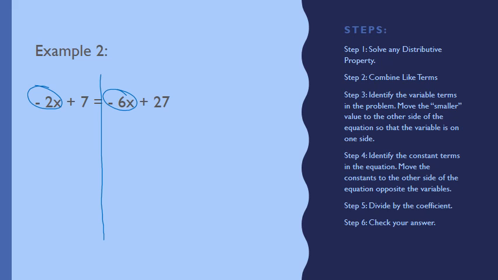It's worse to owe 6 of something, so we're going to get rid of this negative 6 by adding 6x to both sides. I don't know what negative 6x is equal to, but if I add 6x, that's going to be 0. So I'm going to add 6x to the other side, and let's write what we get when we do this.